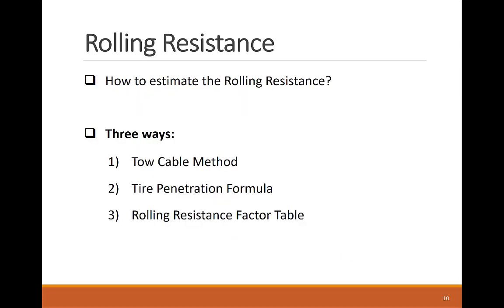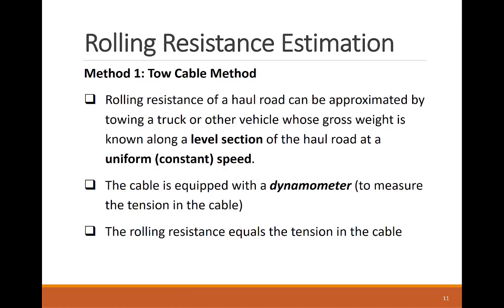Now, how can rolling resistance be estimated ahead of the project to be able to estimate the equipment speeds and production rates? There are three ways, which we will cover briefly. First, the rolling resistance of a haul surface can be experimentally estimated by using a towing dynamometer on a leveled road. The rolling resistance in this case equals the tension in the cable attached to the dynamometer.